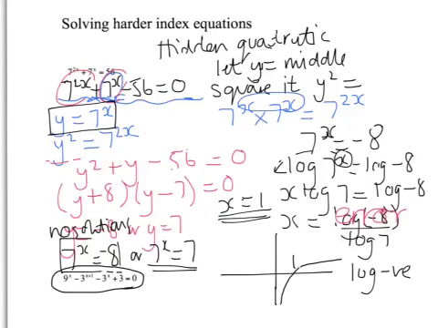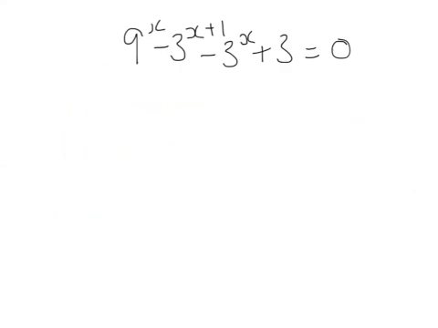He's a bit nasty, so I'm going to give myself a bit more space. Okay, here he is. This is a bit of a killer, this one. The first thing I notice is that I haven't got all the same base. This is 3, this is 3, this is 3, but this one is 9. So the first thing I'm going to do is try and change that 9 to the x into base 3. So I know that 9 is 3 squared, and he's raised to the x.